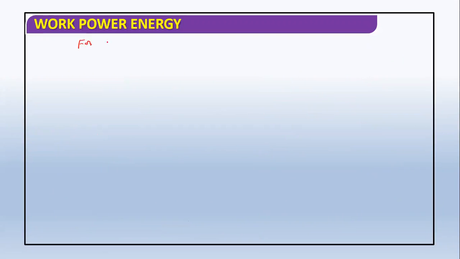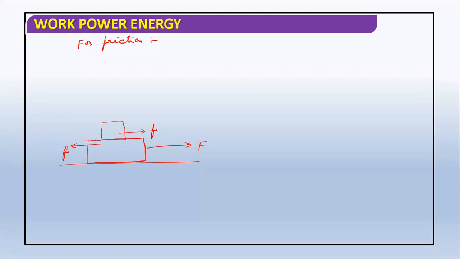So for friction, suppose one object is kept over another object, and they are on the table, and the lower object is getting pulled. Okay, if there is friction here, then F will act here, and the friction will act in the forward direction. If you see the work, this is A and this is B. So work by friction on A.